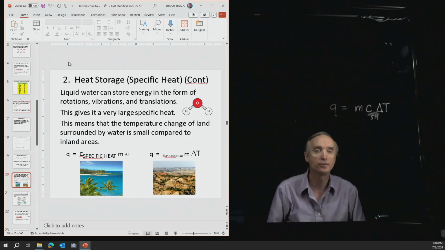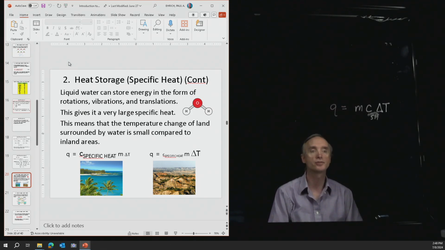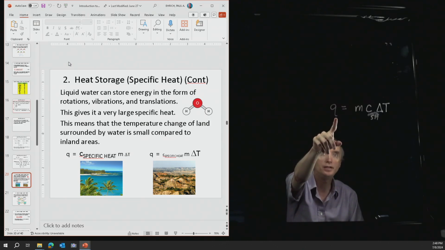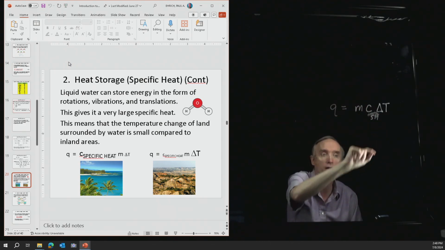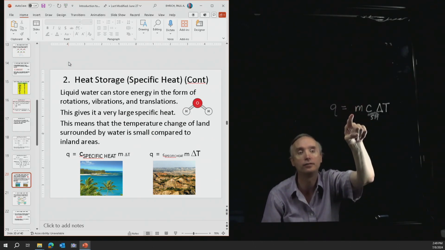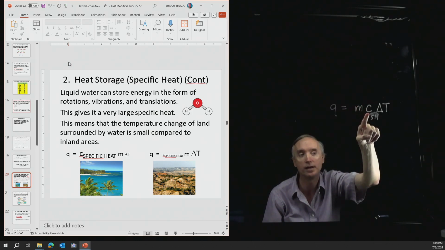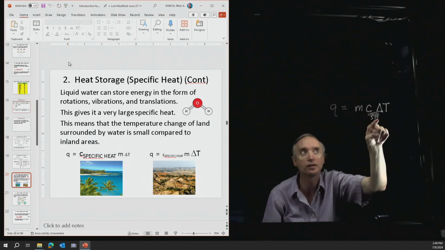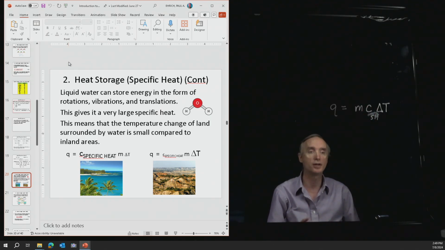All right, so let's continue our discussion of specific heat. So here's our working formula: the amount of heat that is either given off by a substance or added to a substance is going to change the temperature of the substance. And it's going to depend on how much of the substance that you have and then what the substance is made of. So this is the specific heat constant that depends on what the substance is. And what I want to show you is how this formula affects climate.